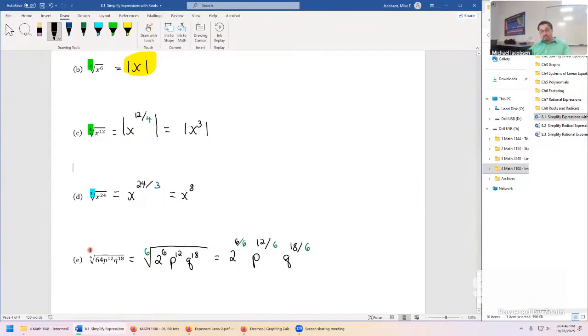Because we are taking the even index, the sixth root, we have to put absolute value around this whole thing, and then simplify from there. So the big takeaway is whatever the index is for the root, it will divide into the exponents.